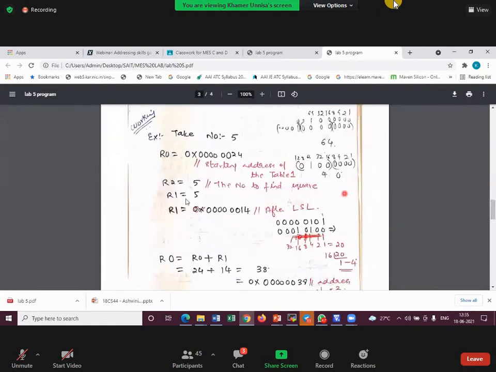Next, I'm interested in the number 5. So I will load the number 5 into the R2 register. Then I am moving R2 to R1, so even R1 will now have the value 5. Now on R1, I am performing an operation. What is that operation? I am performing a logical shift left operation upon R1.